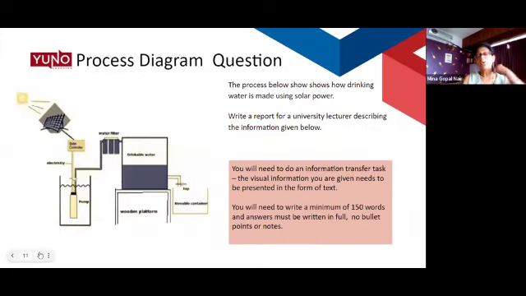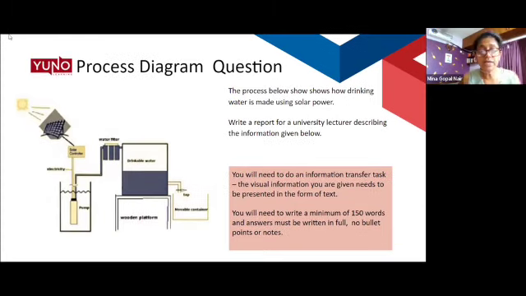Okay. Now, our question today, we are going to focus on one specific question type. We are going to look at a specific question here, and we are going to see how you can write a good report based on this question. Now, what does this question say?